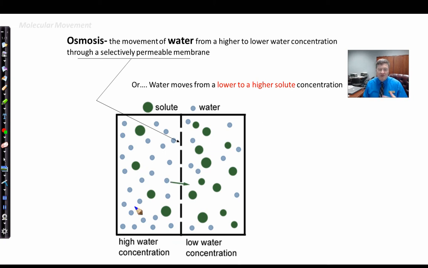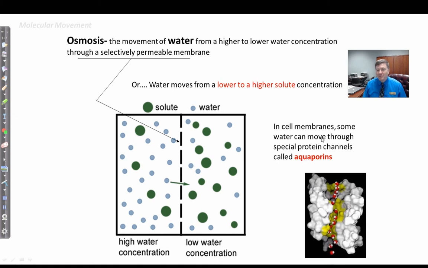Now, this is, again, artificial. What if we're talking about a real cell membrane? Cell membranes have special channels that water can move through called aquaporins. Aquaporins were just discovered not too long ago, and the people that discovered them won a Nobel Prize, that water molecules can pass through membranes, basically through their own protein channels, called aquaporins.